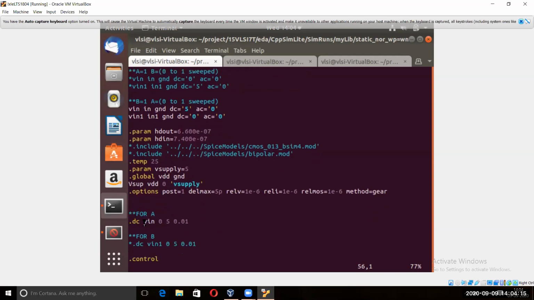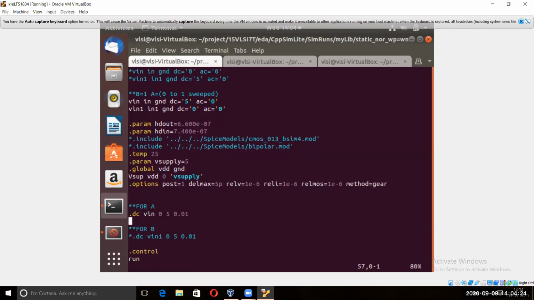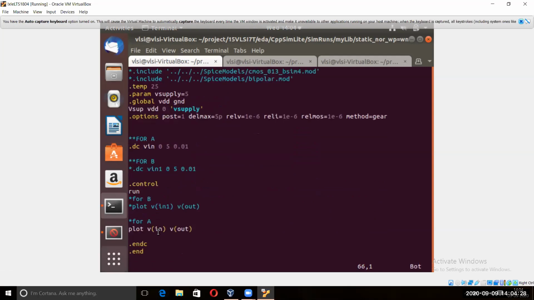So we will write the dot DC line for A. So dot DC Vin, where my Vin stands for A, 0 to 5, 0.01. And B at 1 I have commented. Then plot. You have to plot the A input and the output. You can also plot only the output, but I have shown both. So for A, this is my Vin and Vout. Then dot endc, do not forget dot endc because the control will end there. Then dot end. Okay, we will see the plot now.